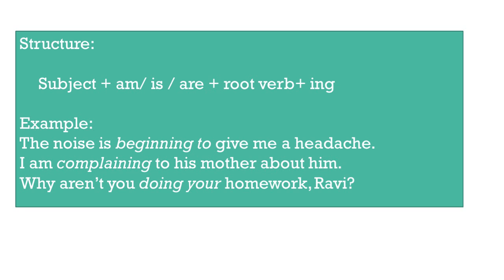Structure of present continuous tense: subject plus am or is or are plus root verb plus ing. Example sentence: the noise is beginning to give me a headache. Here it is beginning. And next, I'm complaining to his mother about him. I means the auxiliary verb you have to select is am. Am complaining. Why aren't you doing your homework, Ravi?